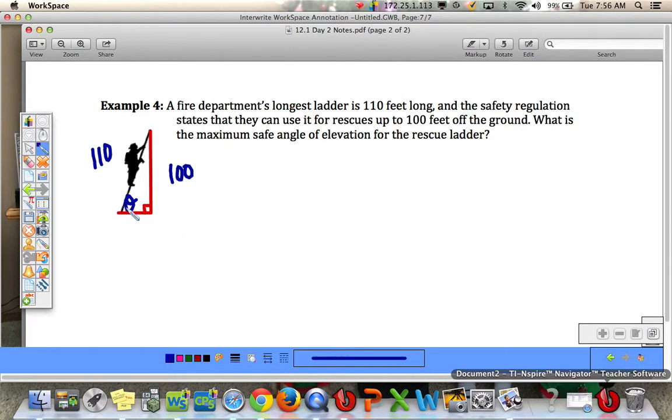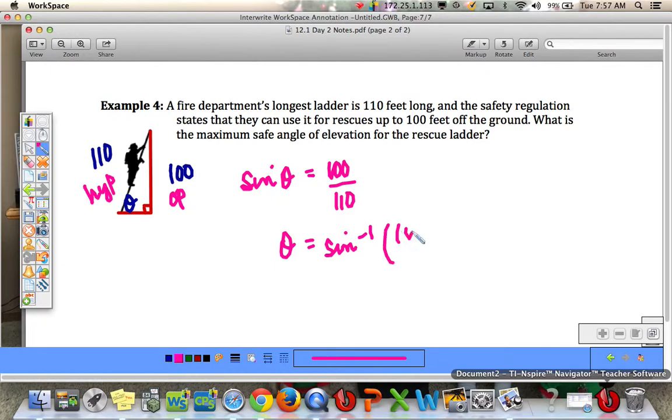So again, let's determine what sides we have here. We have the opposite side. We have the hypotenuse. So that is sine. Sine of theta is opposite over hypotenuse. Take the inverse of that ratio. And when you do that, the safety angle can be 65.83 degrees at its steepest.